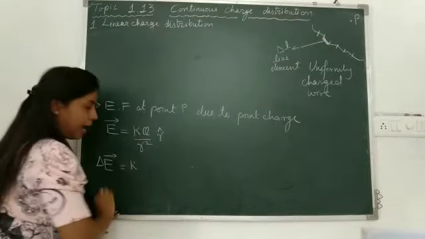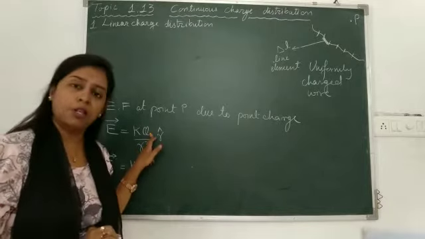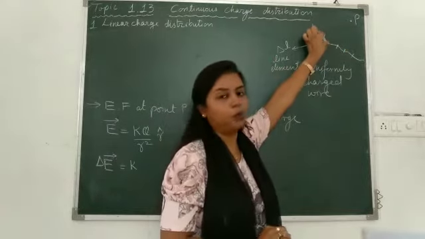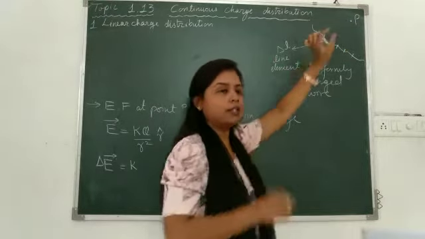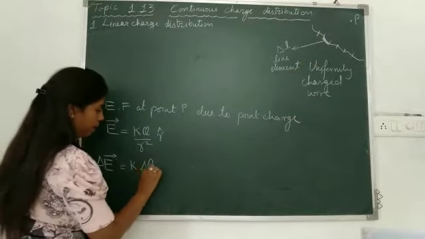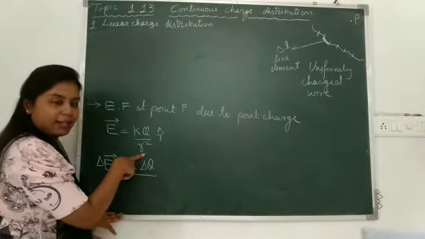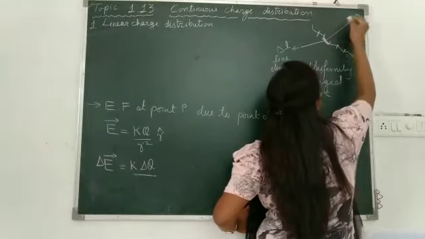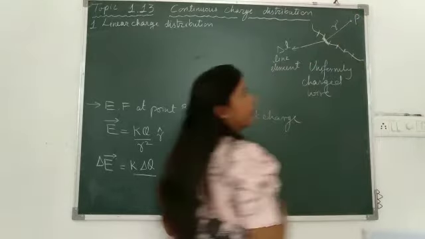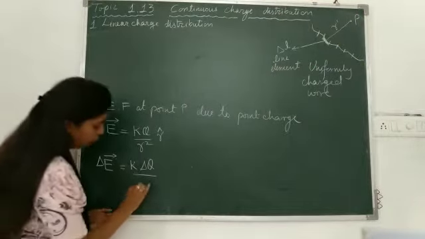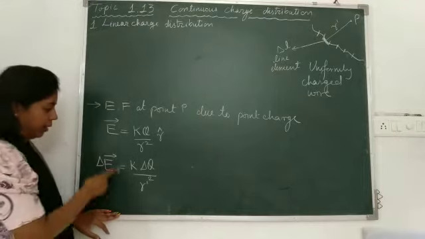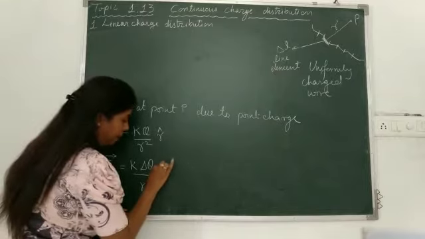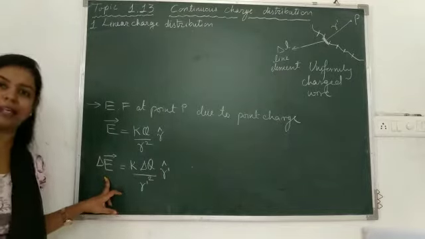This K will remain as it is. Q, this Q is the total charge of the wire. But I am considering only this much length. So the charge on this length will be delta Q, divided by the distance between the line element and the point, and this distance is suppose R dash. So instead of this R square, I will be writing R dash square, and as I have written here in vector form, I will be writing here a unit vector along the direction of electric field.